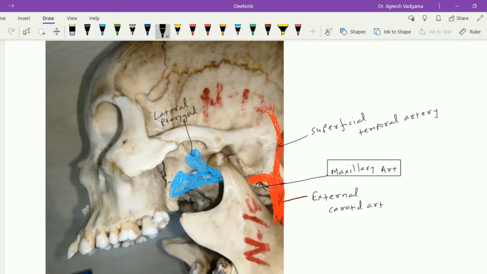Hello all, let's see the maxillary artery. Maxillary artery, it is the larger terminal branch of the external carotid artery which is given off just behind the neck of the mandible, and the other smaller branch, that is the superficial temporal branch, which passes upward to supply the temporal region.